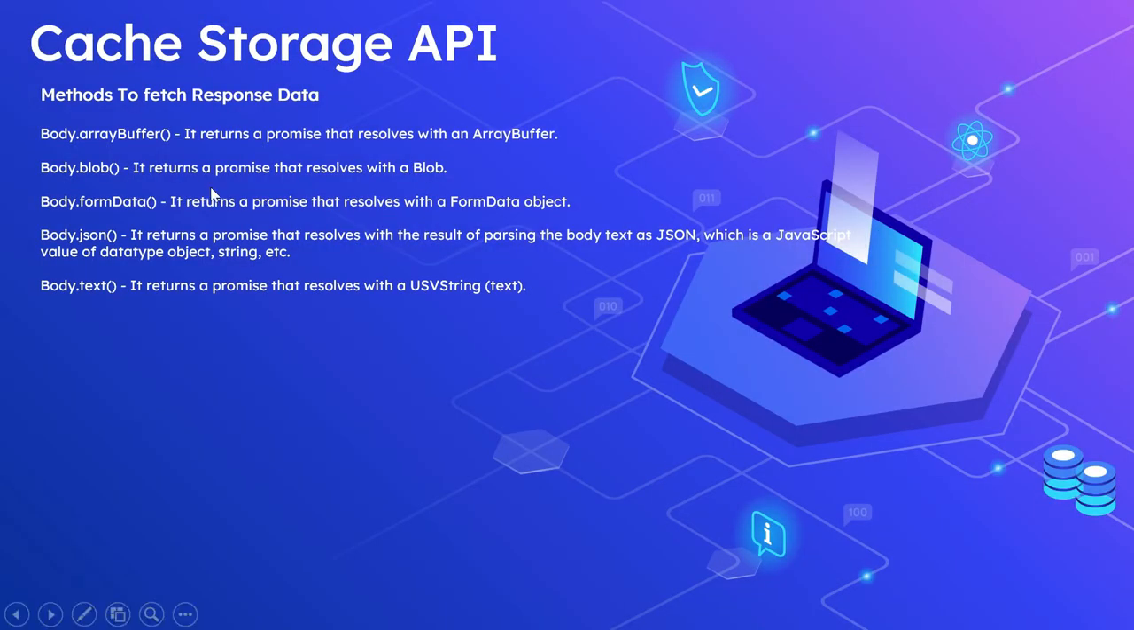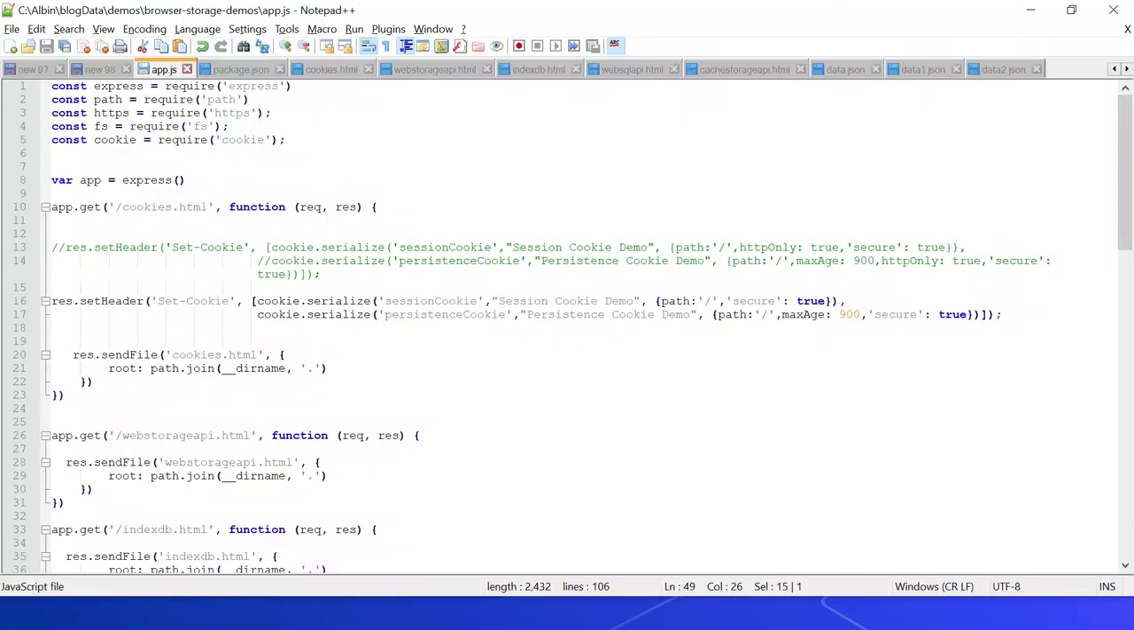To get the response data, you can use some of these methods, like arrayBuffer, which returns the data as an array buffer, then blob, formData, and JSON, which will return the JSON data from the response object. Also you can use text to get the text data. Let us quickly see the demo now.